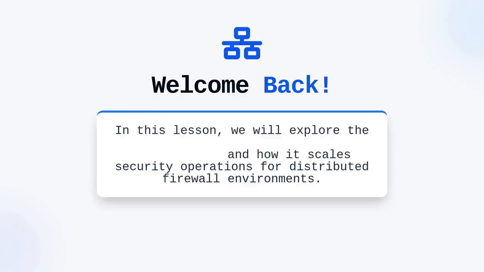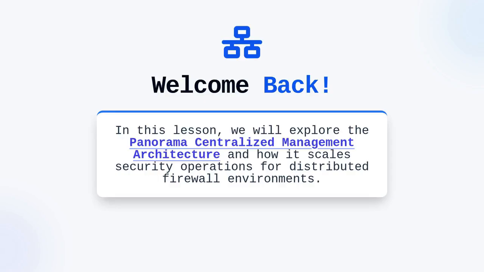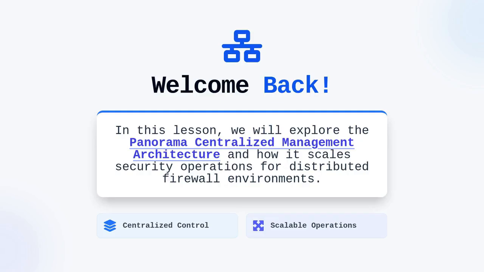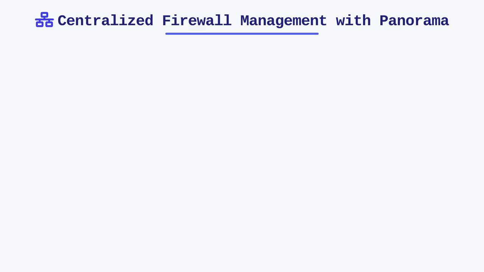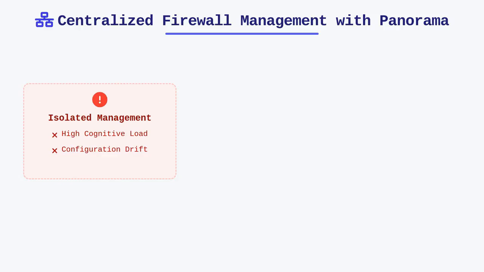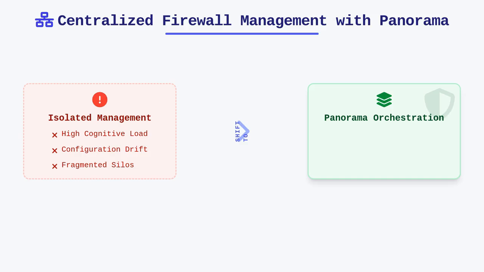Welcome back. In this lesson, we will explore the Panorama centralized management architecture and how it scales security operations for distributed firewall environments. When we manage a single firewall, the cognitive load of maintaining security policies is minimal. But as an organization grows to include dozens or even hundreds of devices, individual management becomes unsustainable. Panorama serves as the centralized orchestration layer, decoupling the management plane from the data plane of our next-generation firewalls to provide a unified administrative interface.